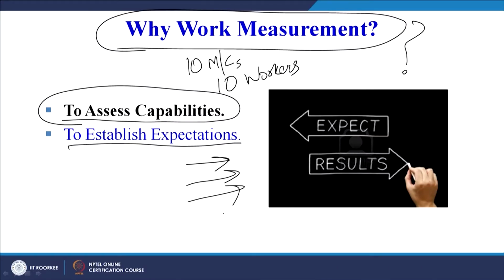Also, it will help us to establish future expectations, because currently suppose we are producing a particular quantity, that is our current capability. But suppose we have now developed a better method of doing the work. We have eliminated some of the unnecessary operations, we have combined some operations, we have changed our layout, we have devised a better method for the worker to perform the task. We have done a multi-activity chart analysis, and we have now deputed one person for manning 2 machines which were earlier manned by 2 workers.